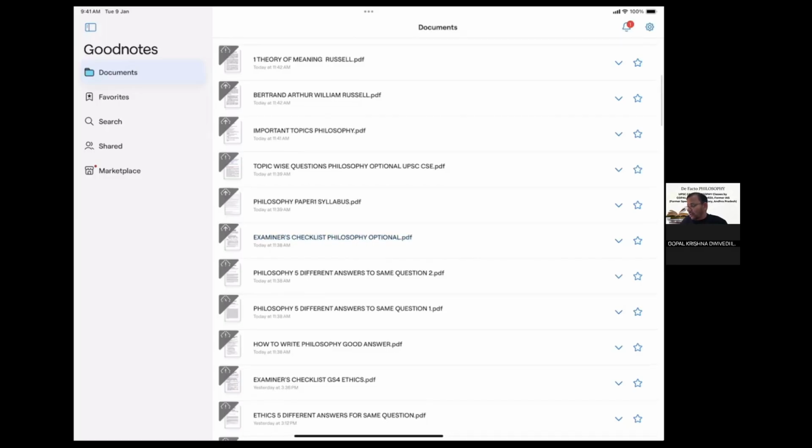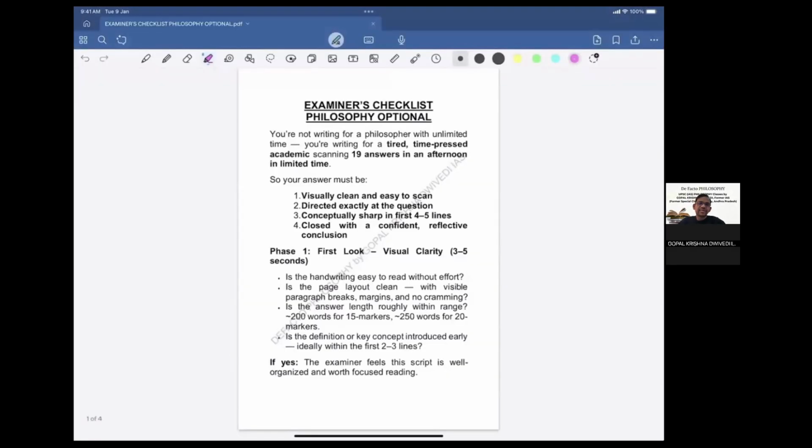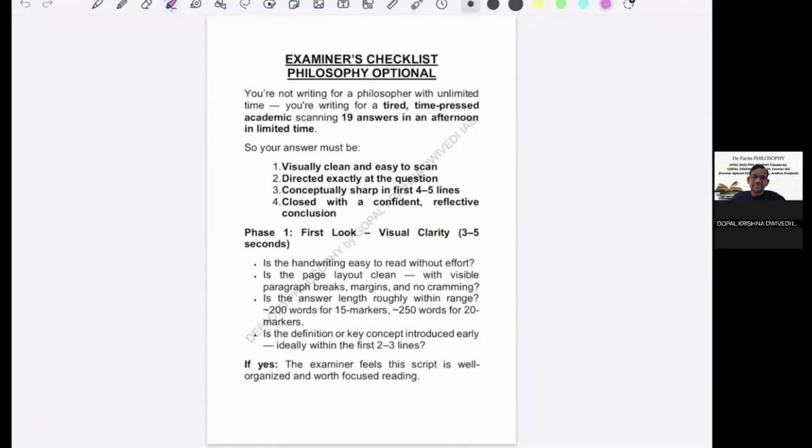Now, today, what I want to show you and present before you is the examiner's checklist for philosophy optional. That is the examiner's perspective, and he's not going to read each and every question, each and every word, whatever he has written. Each question will take about a maximum of 2 to 3 minutes for evaluation. A whole answer sheet may not get more than 25 to 30 minutes. That too, if he spends the time, because if in the first scan itself he comes to understand that the student is poor or average, he may not spend even that time.